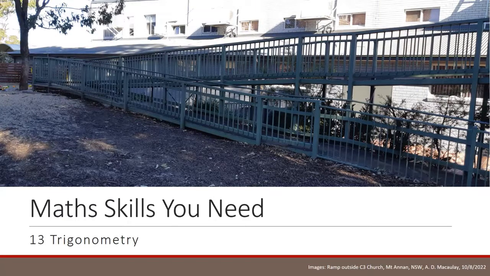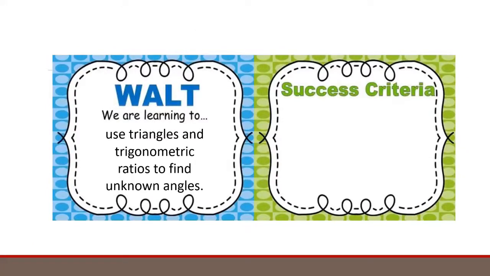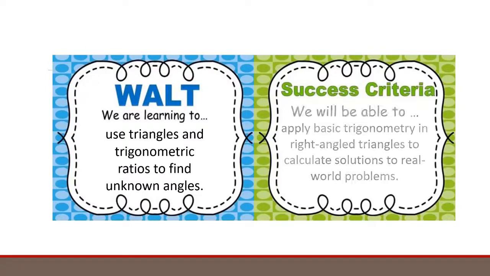Some math skills you need, and we're going to look at trigonometry. First, here's a picture of a ramp for wheelchair access to a church in Mount Annan in New South Wales. We're learning to use triangles and trigonometric ratios to find unknown angles. And by the end of this, we'll be able to apply basic trigonometry in right-angled triangles to calculate solutions to real-world problems.